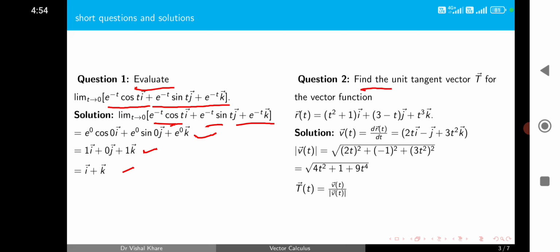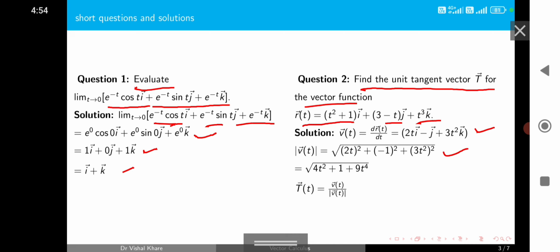Then question number 2, find the unit tangent vector T vector for the vector function r(t) equal to (t square plus 1) i bar plus (3 minus t) j bar plus t cube k bar. So just find the velocity dr by dt. So we'll get this, and then the modulus of the velocity vector v(t) is equal to root of 4t square plus 1 plus 9t square. Then the tangent vector you can find by vector v(t) by mod of vector v(t).